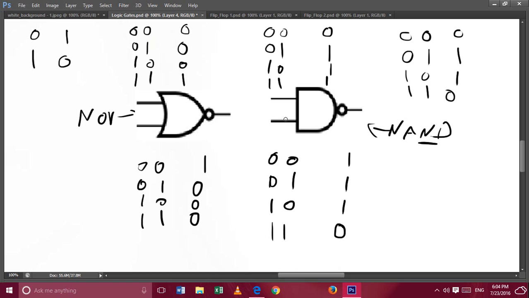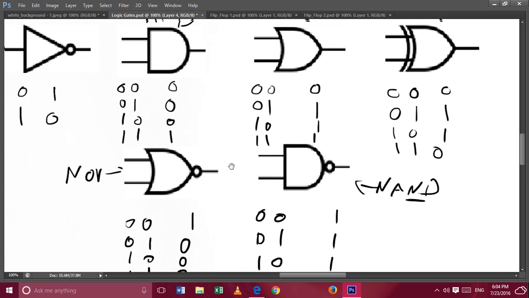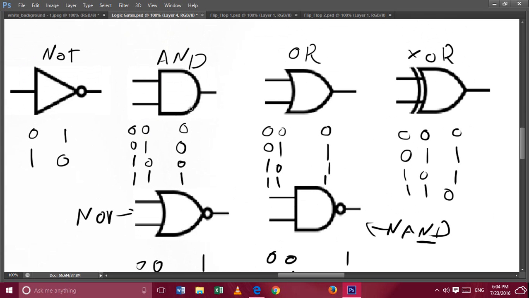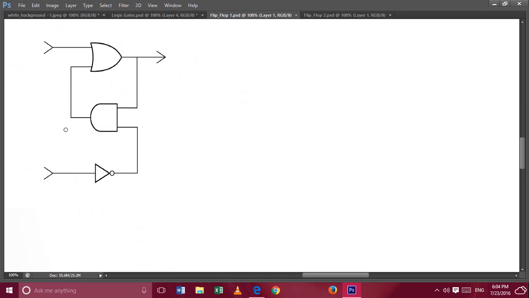Again, you can think of it as AND and then NOT. So 2 gates combined, but I think it's easier to think of it this way. As long as you have 0 in the input, then you're going to have 1 in the output. Okay. So that was a very quick recap over basic logic gates, and then we're going to go very quickly and solve this circuit right here.